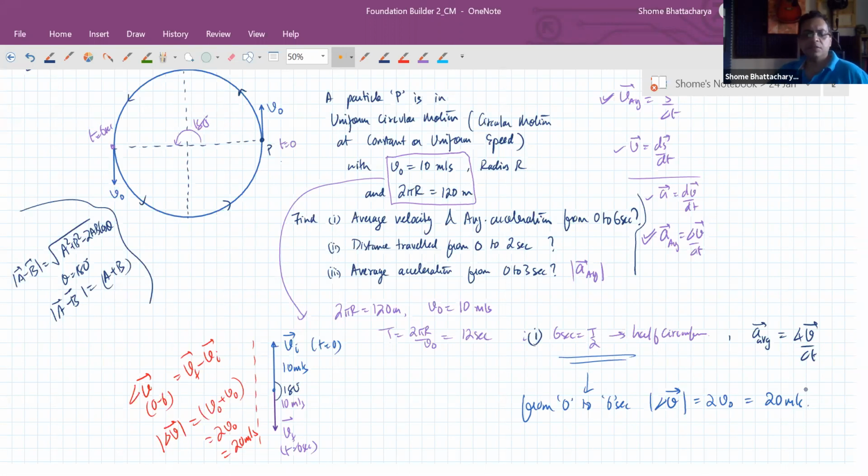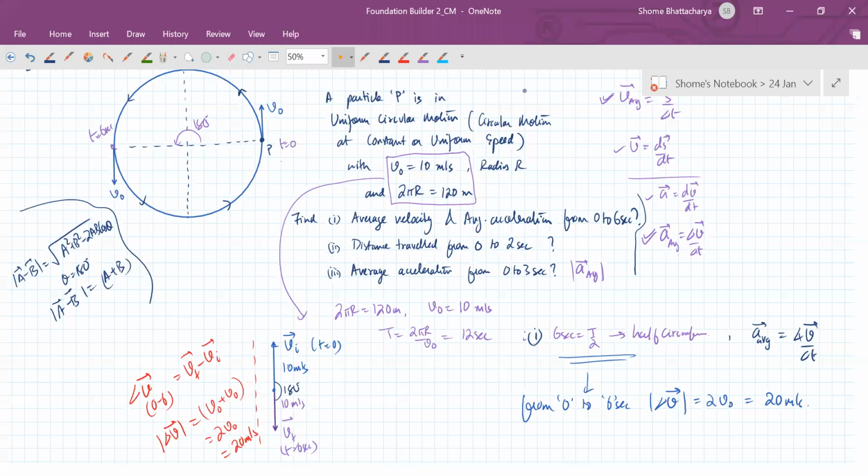6 seconds के बाद मेरा velocity क्या हुआ? Its direction is reversed, but its magnitude is same, ना? So the change in velocity will be just twice of v naught, or 20 meters per second, and the time change is how much? 6 seconds. So average acceleration कितना आ जाएगा? Delta t is 6 seconds.